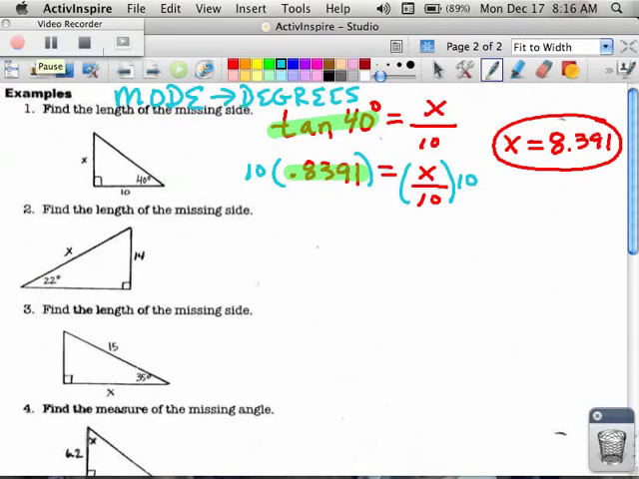Let's look at number 2. Finding the length of the missing side. So now, this time, as I look at number 2, I see an angle, and I see the side that's opposite to it is given to us. And they want the hypotenuse. So I have an angle, opposite, hypotenuse. That means the trig that I have to use is going to be sine. Because the sine of that angle, 22 degrees, will be equal to the opposite side, 14, divided by the hypotenuse, which is unknown.